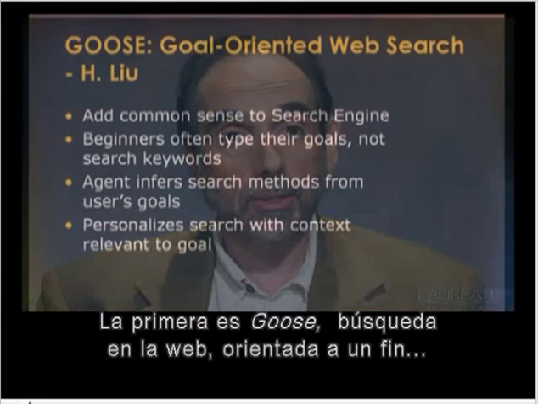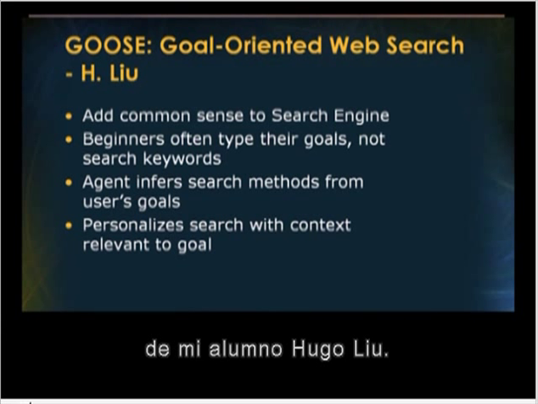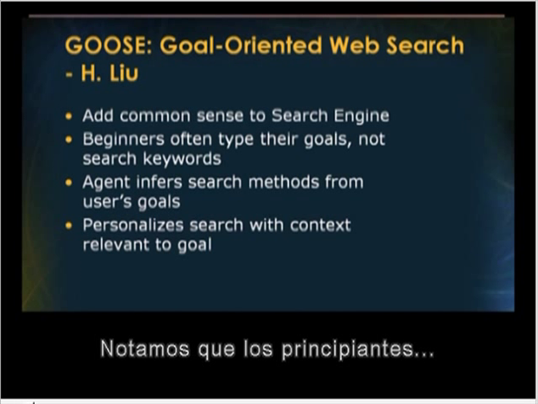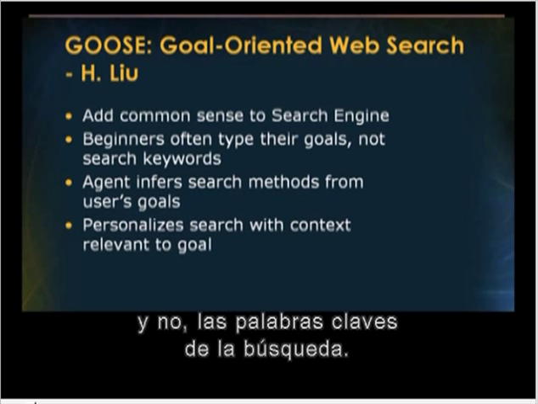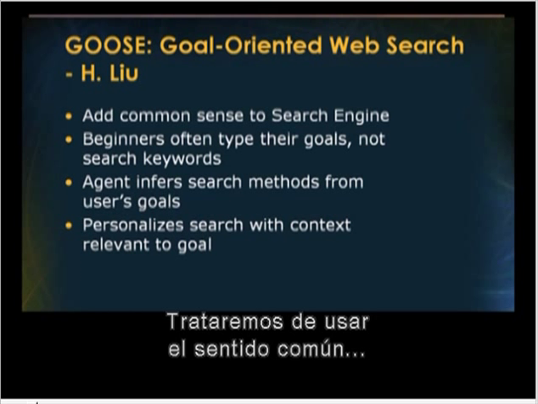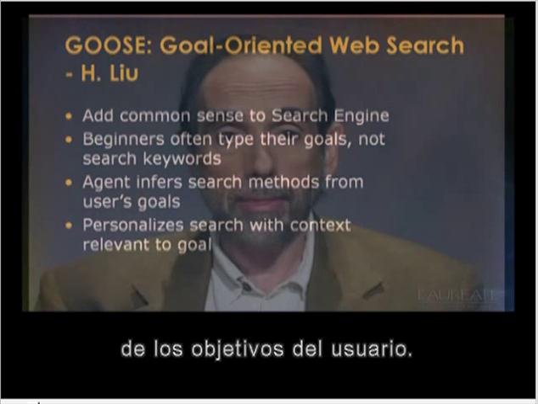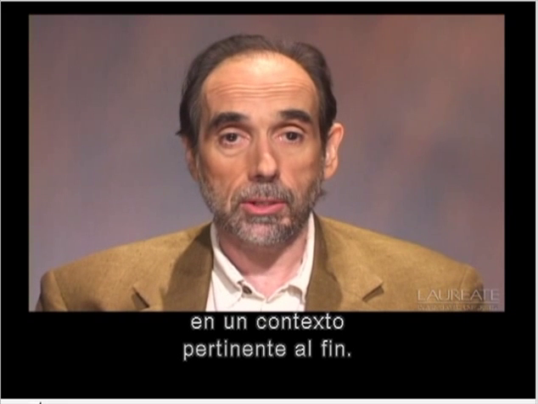The first one is GOOSE, Goal-Oriented Web Search, by my student Hugo Liu. And the idea is to add common sense to a search engine. What we noticed was that beginners who use a search engine often type their goals, not what we would consider search keywords. So what we try to do is use common sense to infer search methods from the user goals. And that way we can personalize search with context relevant to the goal.